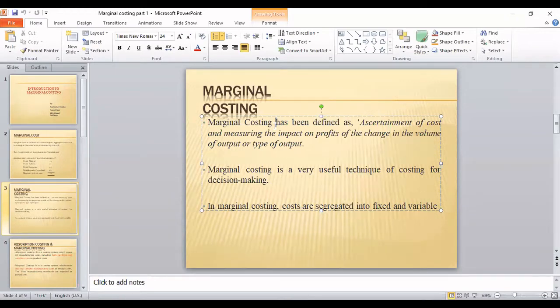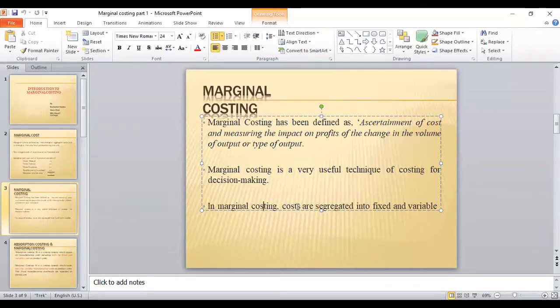The definition says ascertainment of cost and measuring the impact on profit of the change in volume of output or the type of output. When there is a change in production, that one additional unit of production, how much profit is being affected by it, that calculation is called marginal costing. It is a very useful technique for decision making. We'll see how the decision is made in this.